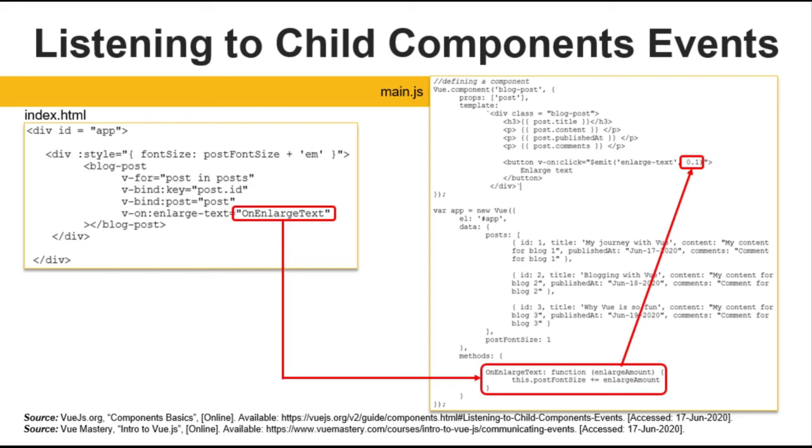Instead of directly changing the value of the post font size data property, we defined a method named onEnlargeText, which accepts a parameter to be stored in the enlargeAmount parameter name. So here is our method. The way to pass values here is to define the value as the second parameter of the emit method, which we define in the button of the blog post component here.